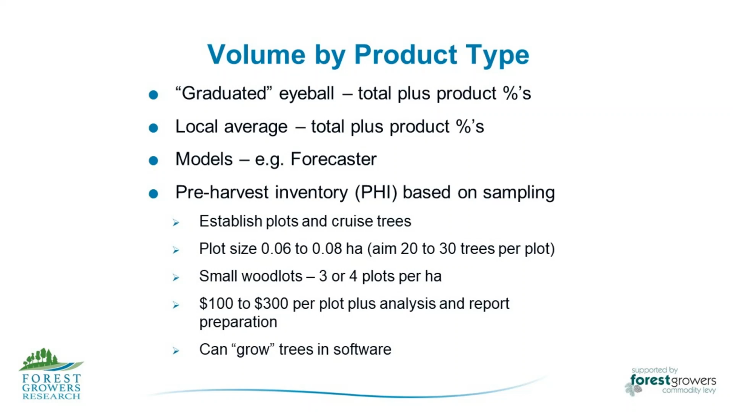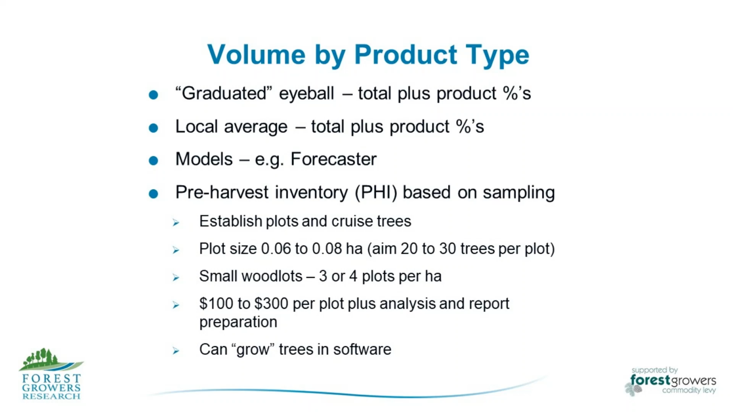Another is to use the average volume from nearby harvested woodlots and again apply likely percentages to determine the volumes in each log grade. This approach is only useful if the age of the trees and the treatment they have received is the same as those from your woodlot. A third approach is to use a growth and yield model, such as the Forecaster model on FGR's website. To make the best use of this approach, you need good records of the types and timing of treatments that your woodlot has received over its history.